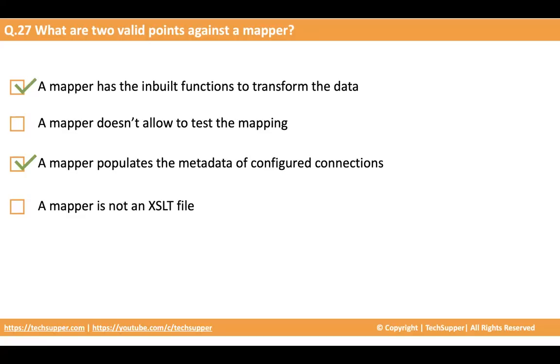First, of course, the mapper has various inbuilt functions like concat, substring, mathematical functions, and some advanced functions which allow us to transform the data. That is a good choice. The third, of course, is that a mapper populates the metadata of the configured connections. Whenever we configure the connections, all the metadata of those connections will be populated in the mapper, which allows us to map the data of one application to another.